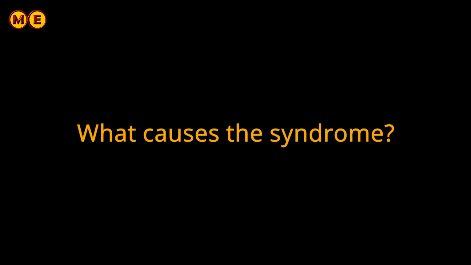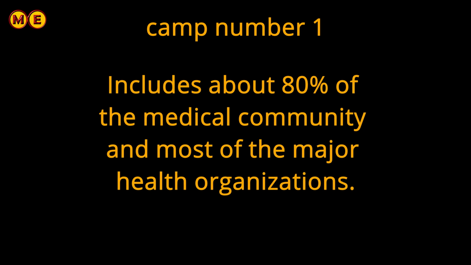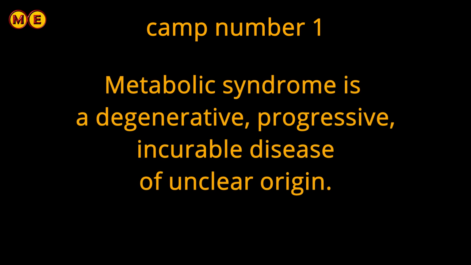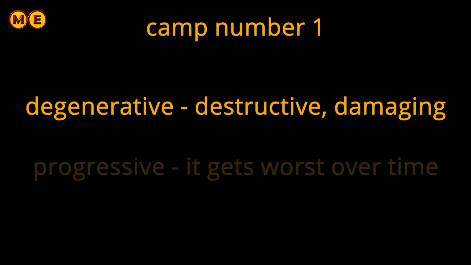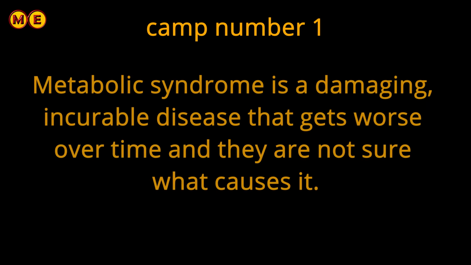because there are different views on what causes metabolic syndrome. The current views are divided into two main camps. The first camp includes about 80% of the medical community and the most major health organizations. They are the so-called status quo of medicine. Their view is that metabolic syndrome is a degenerative, progressive, incurable disease of unclear origin. And let me translate. Degenerative means destructive, damaging, and progressive means that it gets worse over time. So, they believe that metabolic syndrome is a damaging, incurable disease that gets worse over time, and they are not sure what causes it.